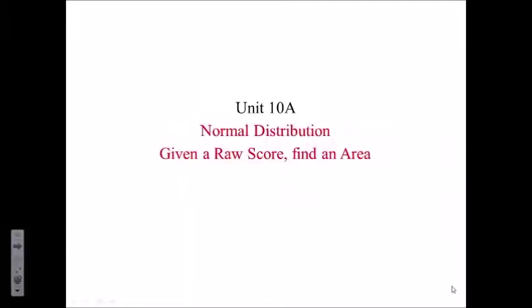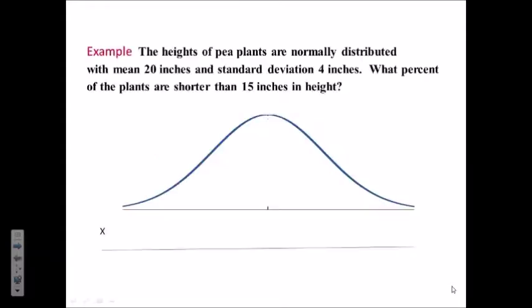Unit 10A, normal distribution. Given a raw score, find an associated area. The heights of pea plants are normally distributed with mean 20 inches and standard deviation 4 inches. What percent of the plants are shorter than 15 inches in height?